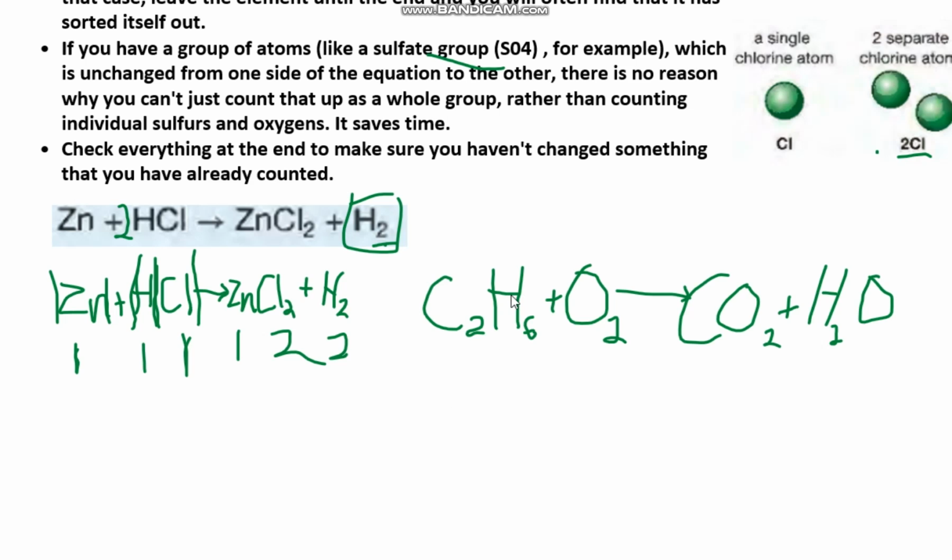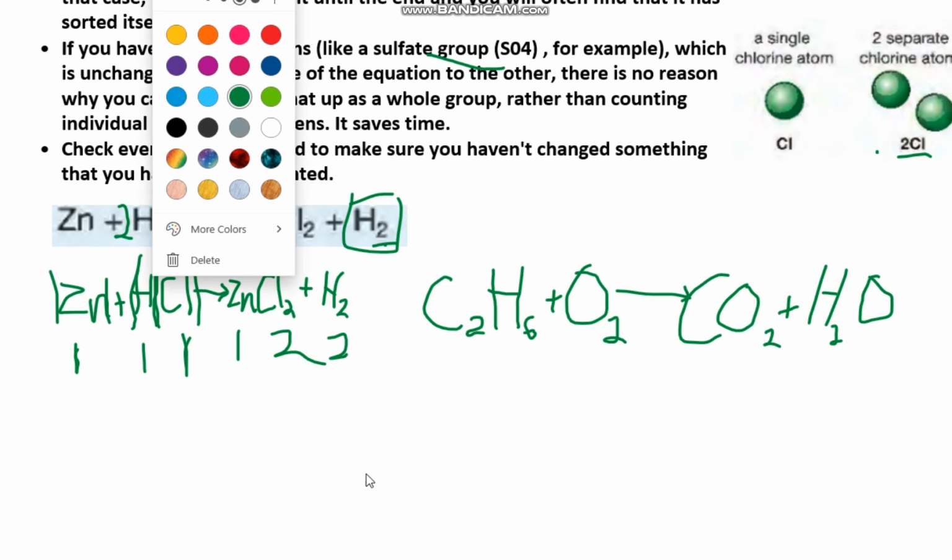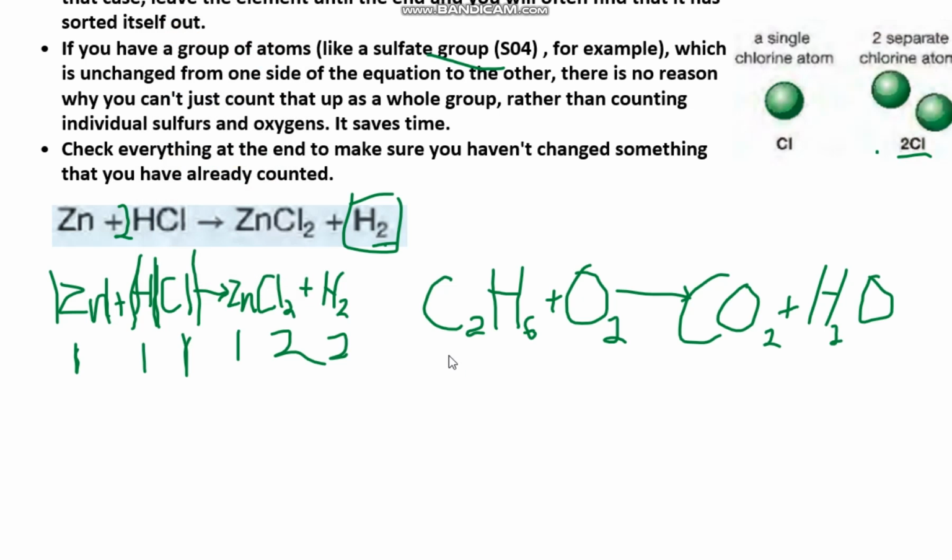So we have to check how many carbon atoms there are. It is 2, and hydrogen we have 6, and oxygen also we have 2. Then we have to balance the equation. So here it is 1 carbon, 2 oxygen, 2 hydrogen, 1 more oxygen, so there's 3 oxygen I should say. So we have to balance this equation properly.